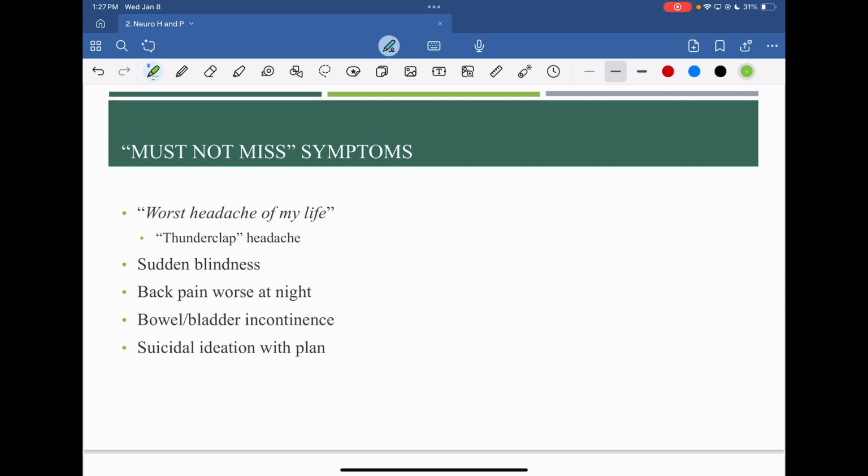Bladder or bowel incontinence. We talked about before, just an hour ago, S2 to S4, the innervations to your bladder and your bowels. If you lost that function, something's going on. Suicidal ideation with a plan. Do not dismiss those things. Someone says, I want to hurt myself, and I bought a bottle of Tylenol and it's in my car right now. Don't let that person go home.